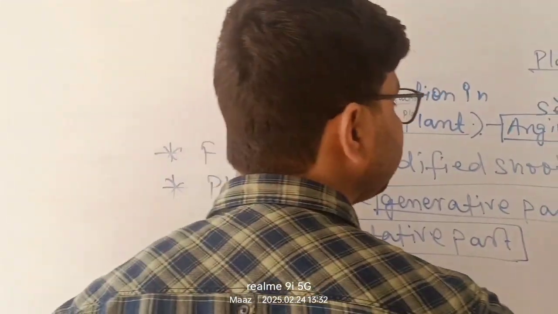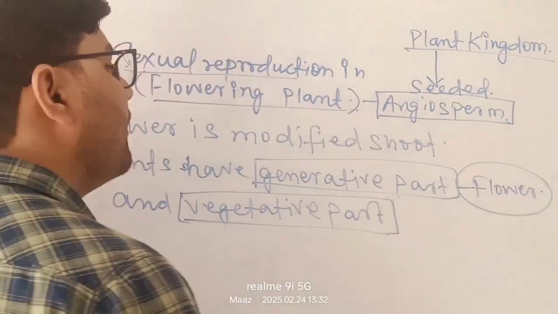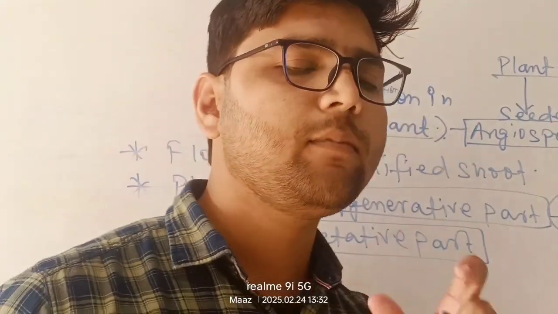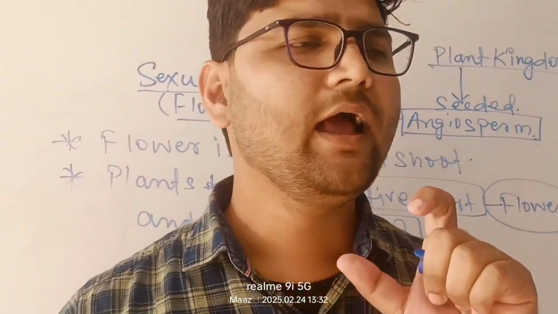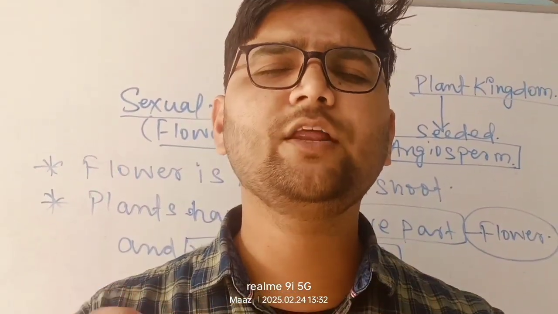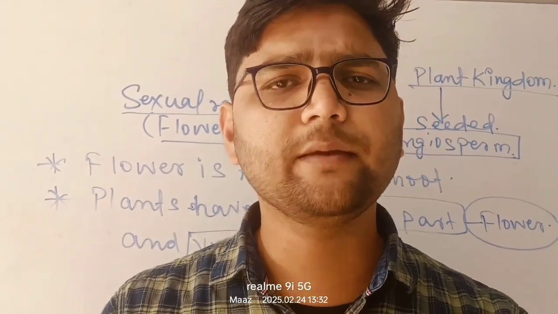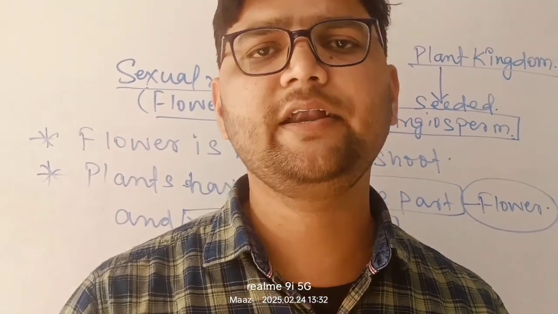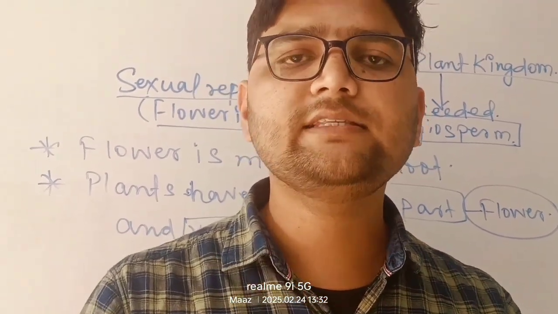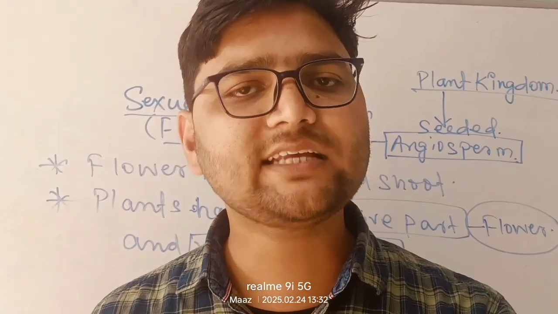Now the flower is the generative part of the plant. If we talk about reproduction, what is reproduction? Reproduction is basically the process of continuation of the species. When plants start to reproduce themselves, they reproduce by the vegetative method as well as the generative method. The flower is the generative part, in which sexual reproduction takes place.